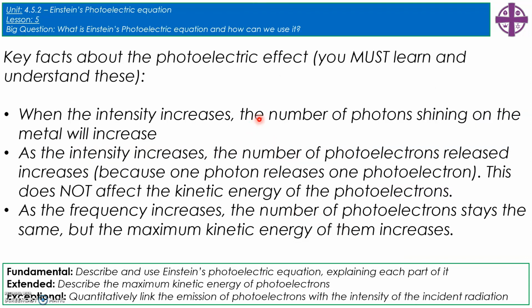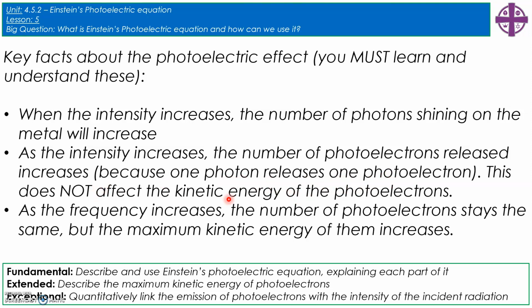So some key facts for you to learn about the photoelectric effect are that when you increase the intensity, which is the number of photons you shine, you're increasing the number of photons. And as intensity increases, the number of photoelectrons released increases, because one photon can release one photoelectron, it's a one-to-one interaction. You remember that from when I said that on the simulation video.